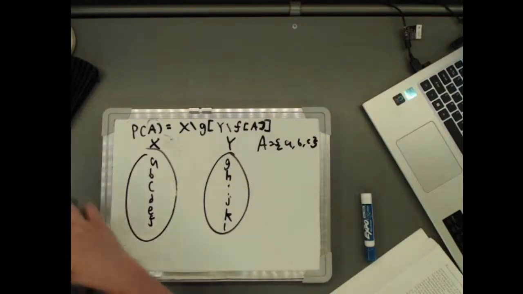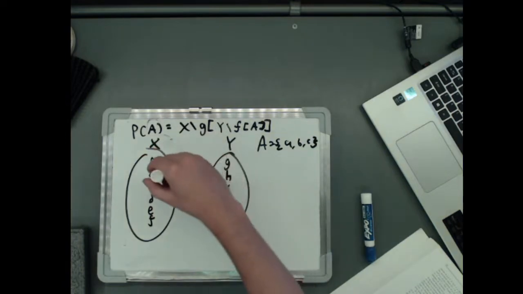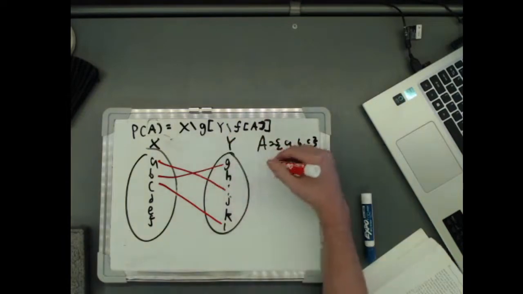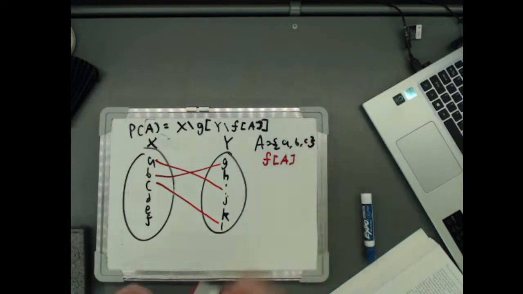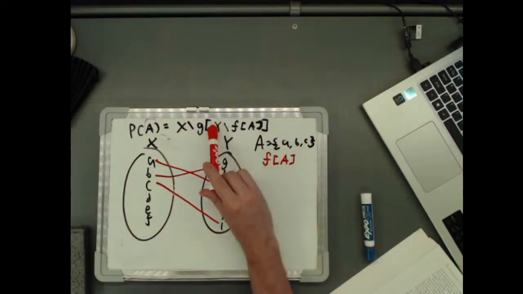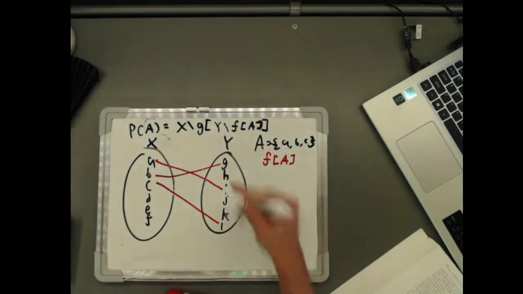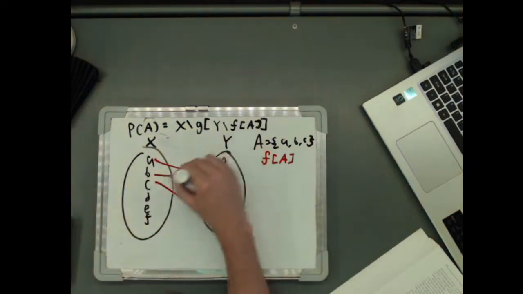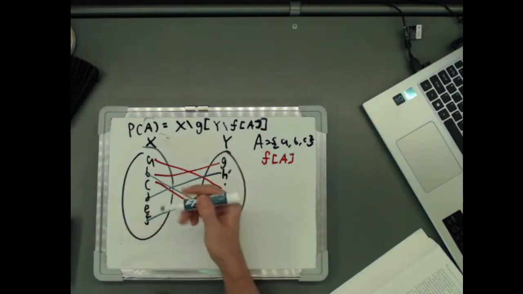We're going to do f of a. I'll use red marker for f. Let's say these go to I, G, and L. So red will be f of a. Take all of Y minus f of a. That's going to leave us with H, J, and K. Run that through G. Let's say this gives us D, B, and F.